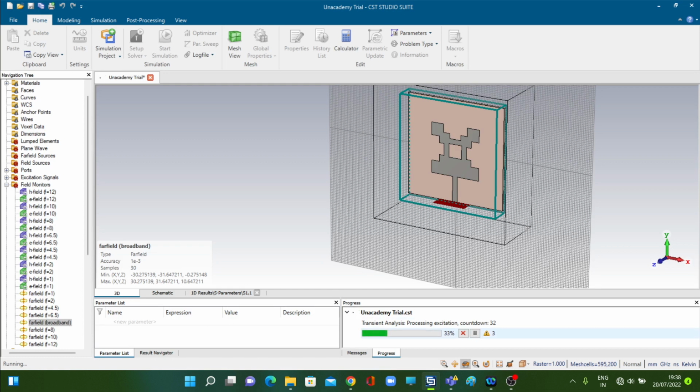See, what units we have selected, these are displayed here. The number of mesh cells which are being used by this simulation is also mentioned here. So we just have to wait for some time for this simulation to complete. After that, we will proceed with the simulation results.